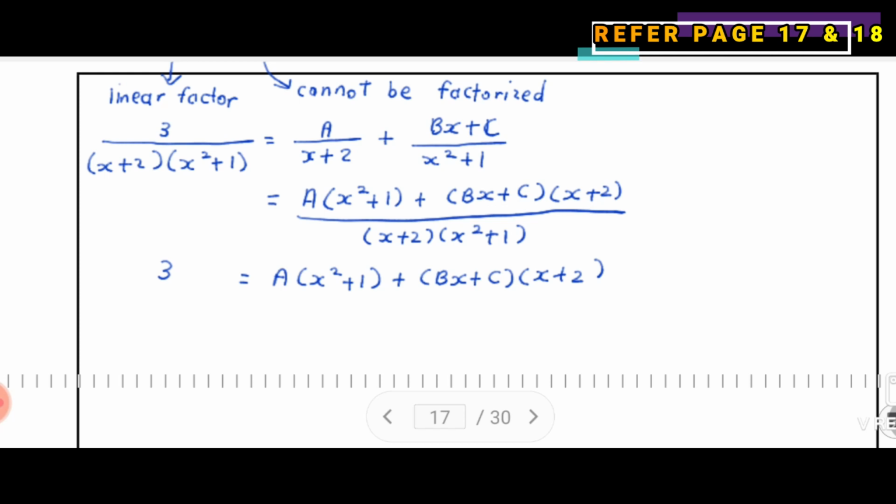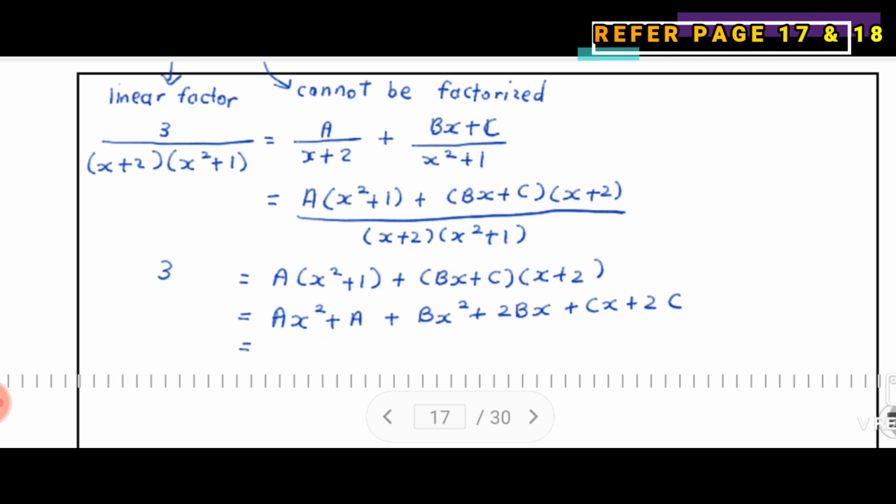In the previous example, to find the values of a, b and c, we substituted 3 values of x. But other than that, we can also find the values of a, b, and c by just comparing the coefficients according to the power of x. So we first expand the bracket. We have ax squared plus a plus bx squared plus 2bx plus cx plus 2c.